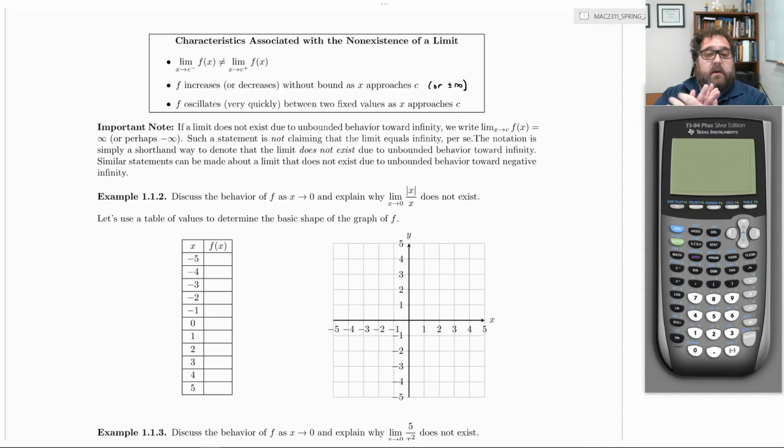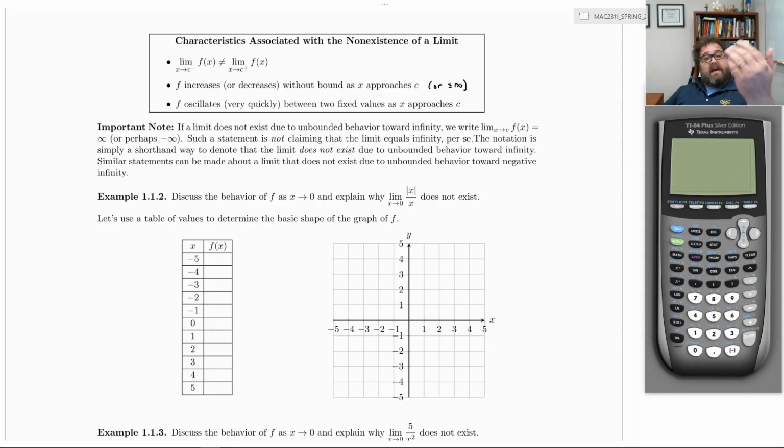All right, welcome back. Today we're going to talk about characteristics that are associated with the non-existence of a limit. So, in the past two videos, we've talked about the basics of what a limit is, and in those cases, we had solutions. But sometimes you will have a limit that fails to exist, and there are three basic characteristics that will cause a limit not to exist. And here they are at the top of the screen, bulleted there for you.